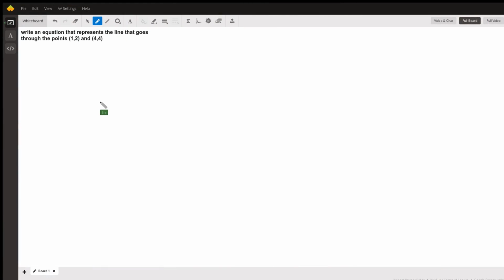Alright, in this problem we're asked to write an equation that represents the line that goes through the points (1, 2) and (4, 4). To write the equation of a line, in this problem I'm going to be using the point slope formula. You can also do it using a table, you can do it using a graph, but the easiest way that I feel like in this problem is going to be using the point slope formula.